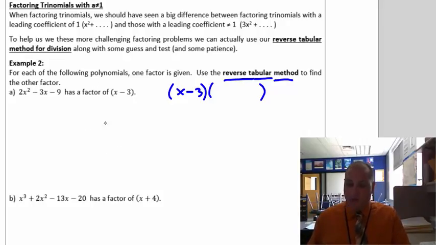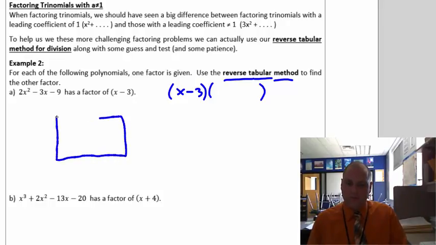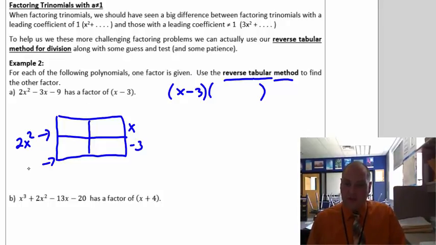So to set it up, we only need a 2 by 2 here. I'm just going to go quick through this because you already know the reverse tabular. It's not a matter of learning how to do that. It's just a matter of understanding the connection between this and the dividing and factoring. All right, so we know that we have x minus 3. That's given. So I'm going to put that on one side. And we already know we have 2x squared, negative 3x, and negative 9.